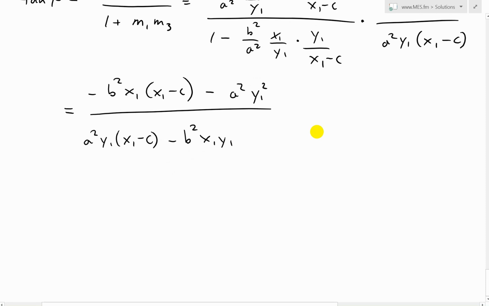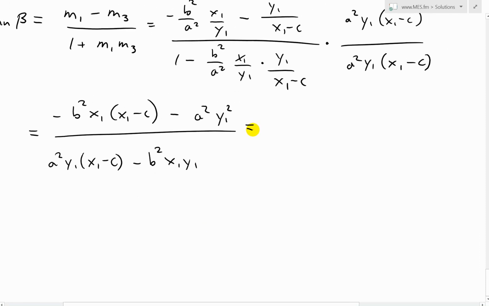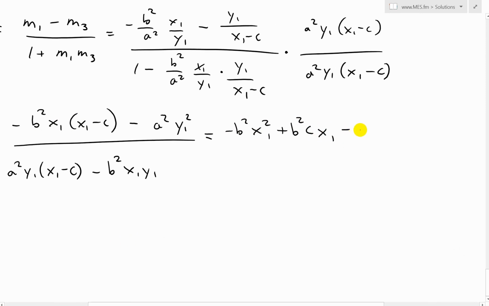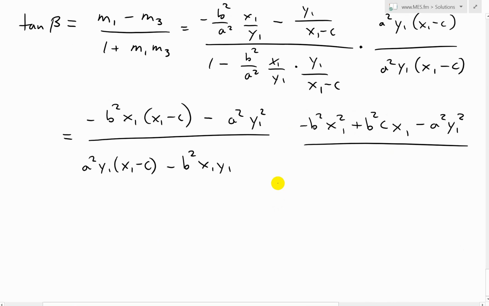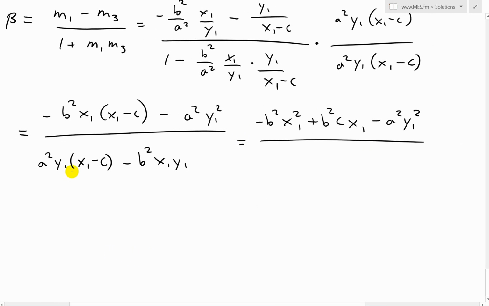And now we'll just multiply this all out, and we're going to get pretty much the same steps or method as we did for tan alpha. So now, multiply that out, we get a negative b squared x1 squared, negative b squared becomes positive b squared c x1, and then we have a negative a squared y1 squared over there. Now divide this all out by the bottom here: a squared y1 x1 minus, multiply that out, a squared c y1, and then minus that part there, b squared x1 y1.